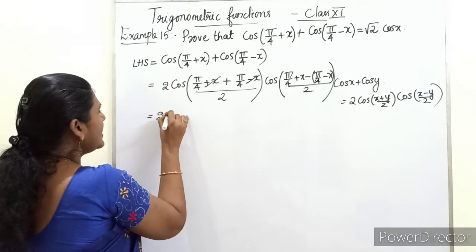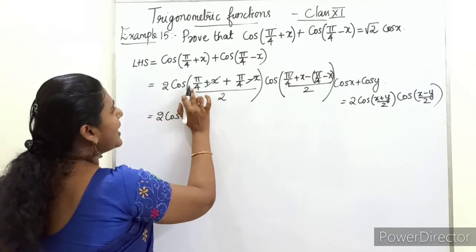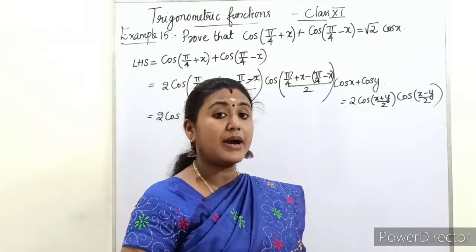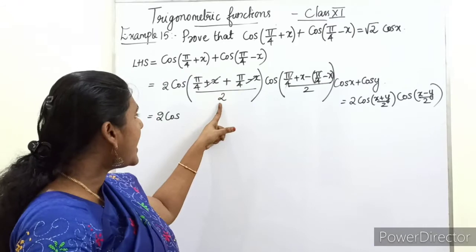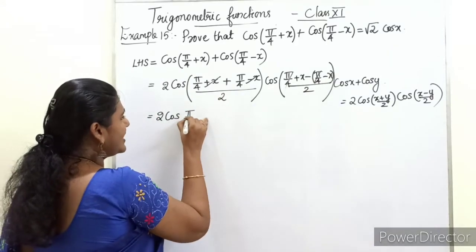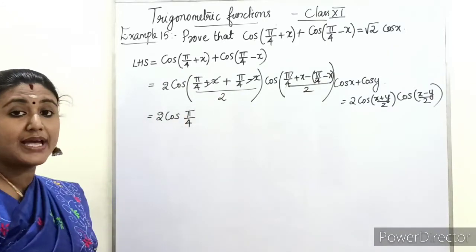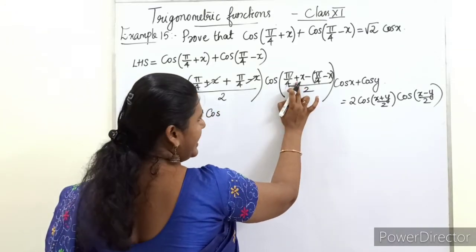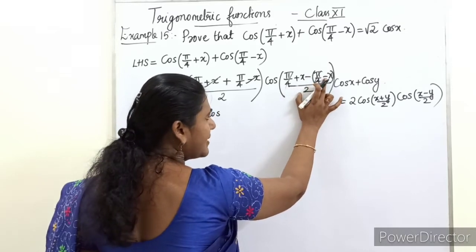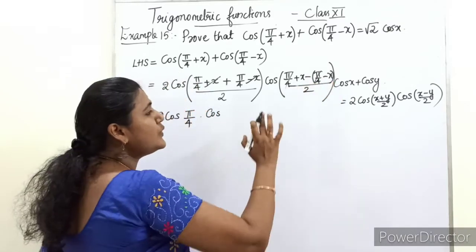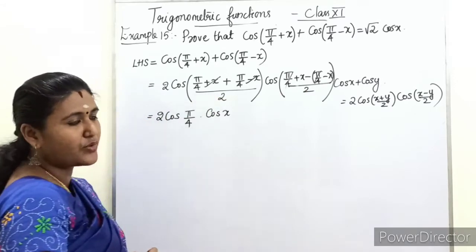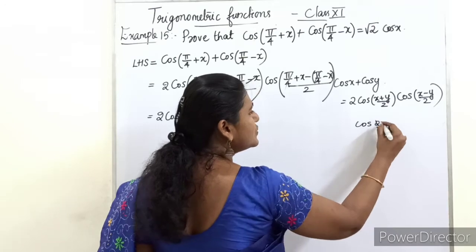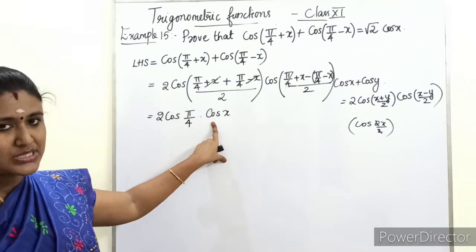So what are the remaining terms? 2 cos of pi by 4 plus pi by 4. Pi by 4 plus pi by 4 is pi by 2. Pi by 2 by 2, that is pi by 4. So when you simplify, you will get pi by 4 into cos. Here you see, here you have x. This minus and minus will become plus. So x plus x is 2x by 2, that is cos x. So you will get cos 2x by 2. This 2 will get cancelled. So you will get cos x.